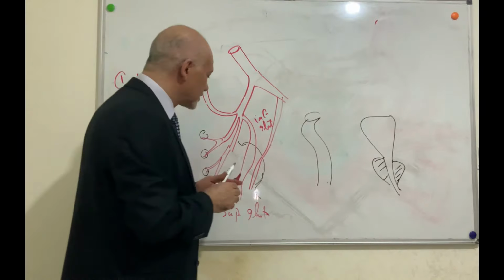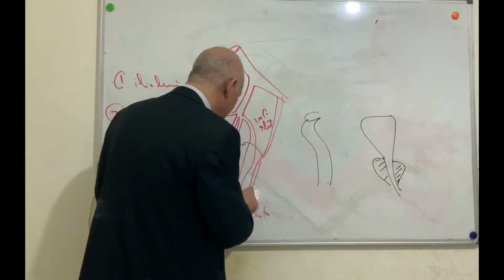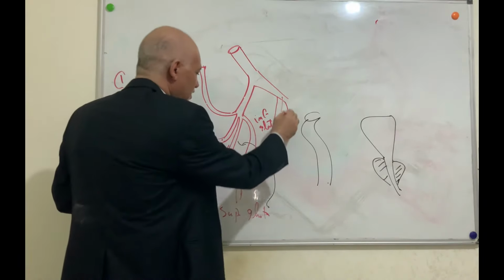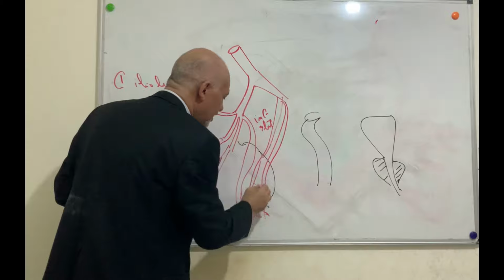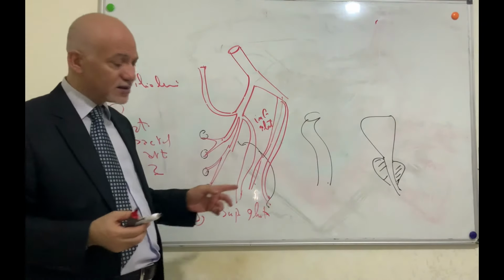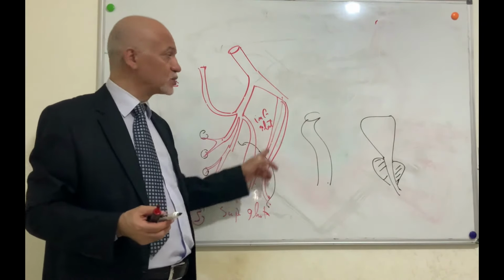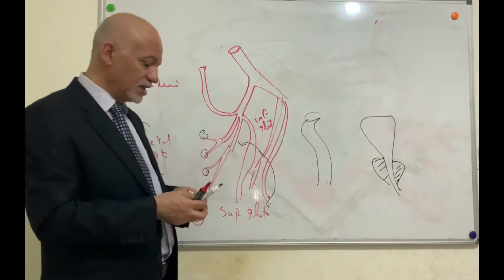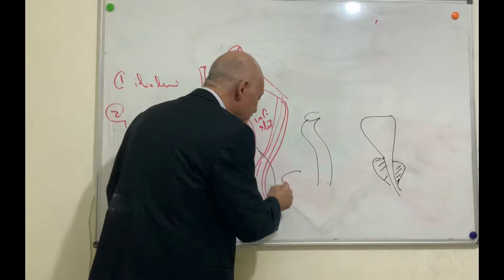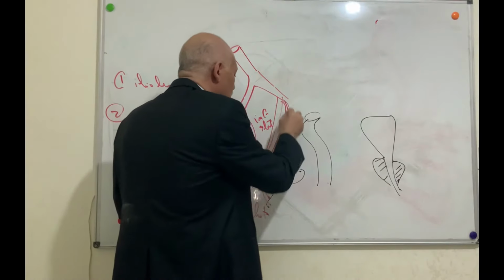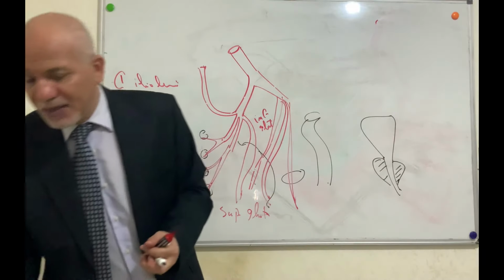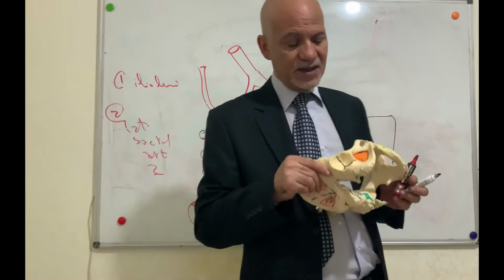Then another artery also comes out through the greater sciatic notch and enters the perineum, called the internal pudendal. Two arteries come out through the greater sciatic notch from the anterior division: inferior gluteal and internal pudendal. The third artery comes out through the obturator foramen, called the obturator artery.